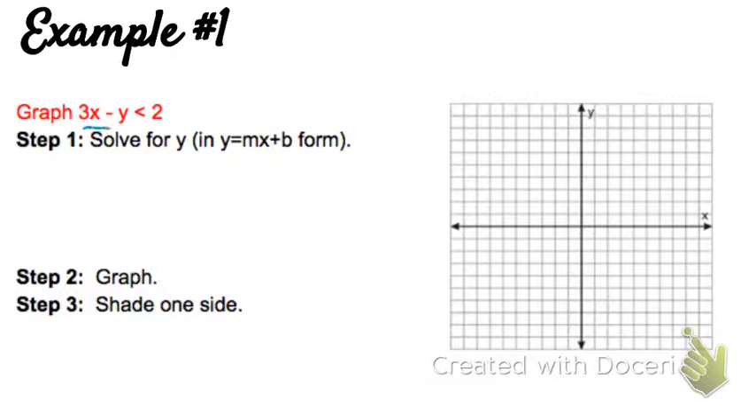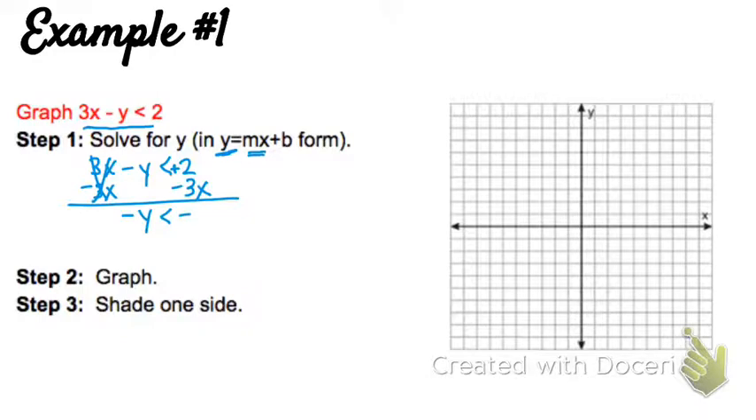So this is not in slope-intercept form, so I am going to change it. So it is y equals. I'm going to move the 3x to the other side. When I do that, I have negative y is less than. Since this has the x first, I'm going to just change the order. Think of this as positive 2 and negative 3x. So instead of 2 minus 3x, I'm going to say negative 3x plus 2.